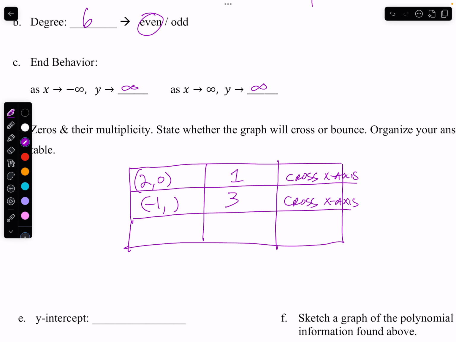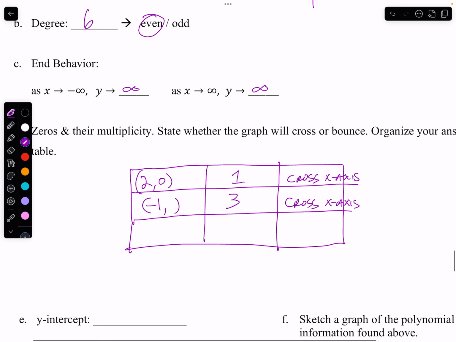There will be a sign change there, but when it crosses, it will do a little mini cubic because now we're going to have to graph these. So the degree 1 or multiplicity of 1 will just do like a mini line. It'll just cross right through. That's what I like to think of.